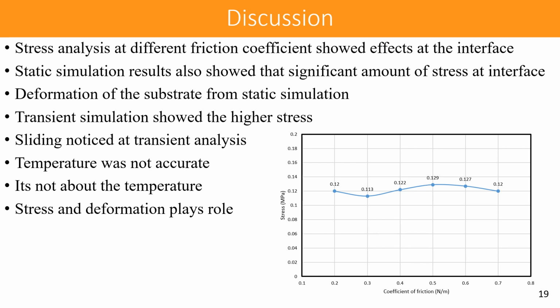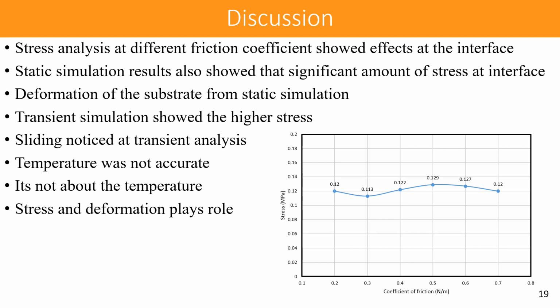One important thing about this analysis is that the temperature was not accurate. As I mentioned in the previous slide, I have to define the temperature at the interface or the thermal condition of the material, and the assignment of those temperature values was not accurate at all the nodes. But at the end, my conclusion is that it's not about the temperature, but certainly something else is playing a vital role, and that is the stress and the plastic deformation of the plastic material that is basically helping the embedding process.